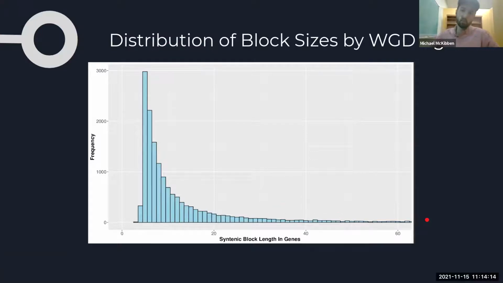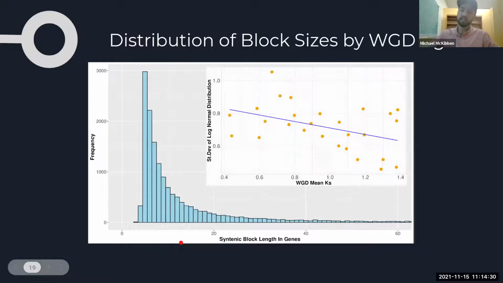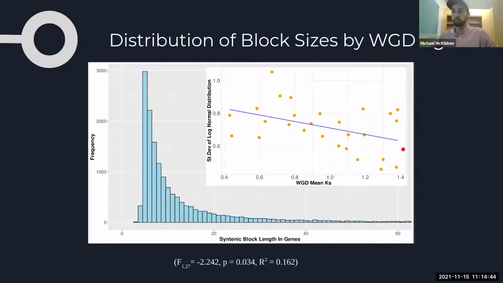I was curious to see whether or not the age of the duplication might affect this distribution, as older duplications might have synthetic blocks broken up more through time. To do so, I fit a log normal distribution to the distribution of synthetic blocks in each species, and then plotted the standard deviation of these distributions against the mean Ks of the focal WGD in each species. As expected, we got a significant trend line, with older duplications consisting of smaller synthetic blocks.